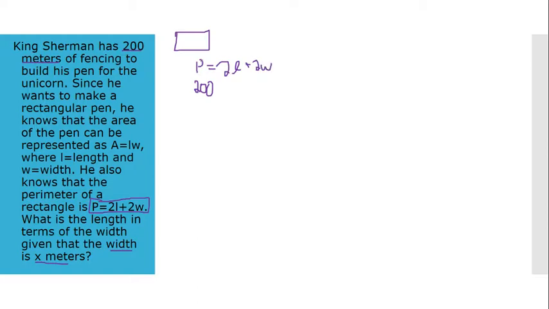So we can plug in the 200 for P. Then we're going to leave our L how it is, because that's what we're trying to solve for currently. And we know that W is represented by x. So now we need to solve for L, so we want to get this L by itself. The first thing we need to do is get rid of this plus 2x, so we subtract 2x from both sides. So we now have 200 minus 2x equals 2L.